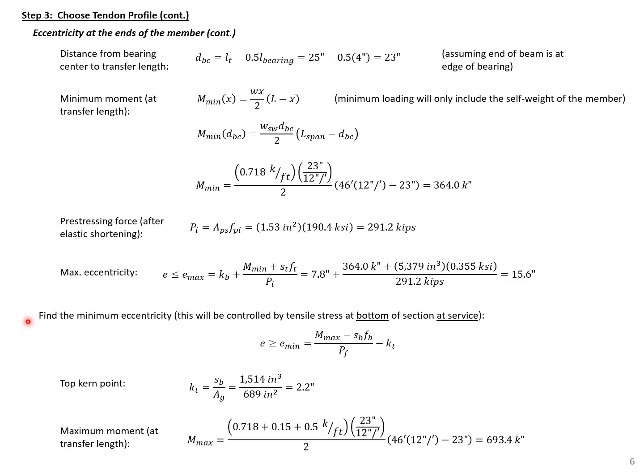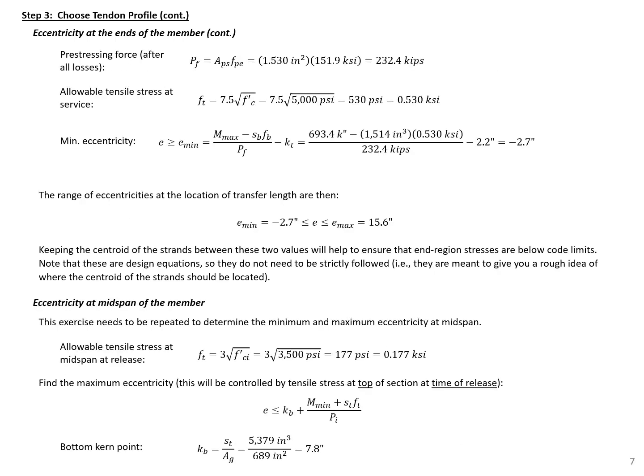Our next step is to find the minimum eccentricity at the transfer length. And this minimum eccentricity is going to be controlled by the tensile stress at the bottom of the beam at service. So here we have our kern point equation for our minimum eccentricity, and we need to calculate some of these different values. So our top kern point equation here, just our section modulus to the bottom divided by our gross area, gives us 2.2 inches. And our maximum moment at the transfer length, including all of our service loads, is going to be 693.4 kip-inches.